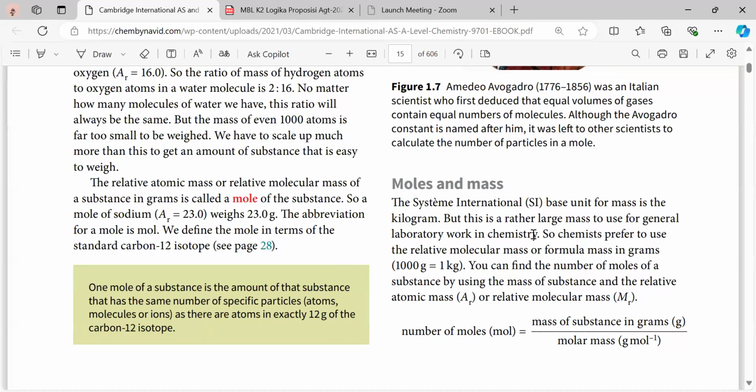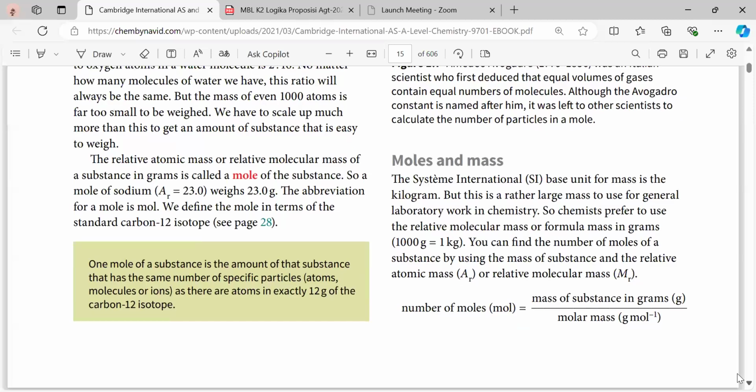The System International base unit for mass is the kilogram. But this is a rather large mass to use for general laboratory work in chemistry, so chemists have their own unit. We don't use the international system base unit for chemistry only, especially when trying to weigh atoms or moles, that would be impossible. So chemists prefer to use the relative molecular mass or formula mass in grams. So 1,000 grams is equal to 1 kilogram.